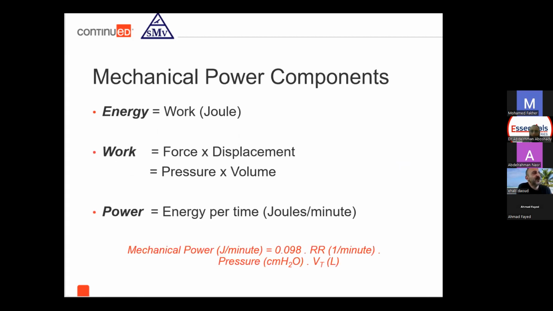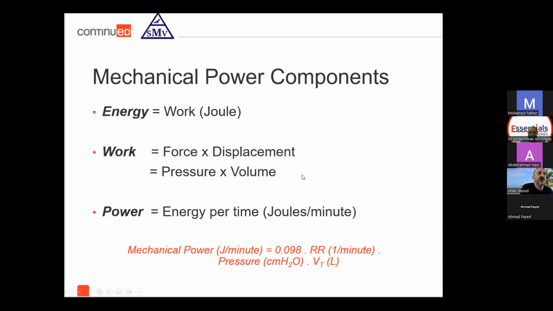So what is energy? Energy is basically calculated as work. And we all know that when we try to calculate the work of breathing on the patient, it is depicted in joules. The definition of work in physics is force times displacement. And by force in the ventilator, it will be the pressure, how much pressure the ventilator is giving, and the displacement will be the tidal volume. So it's basically pressure times volume. When we divide those by minute, we get to the mechanical power. So mechanical power will be the energy per time, pressure times volume per minute.